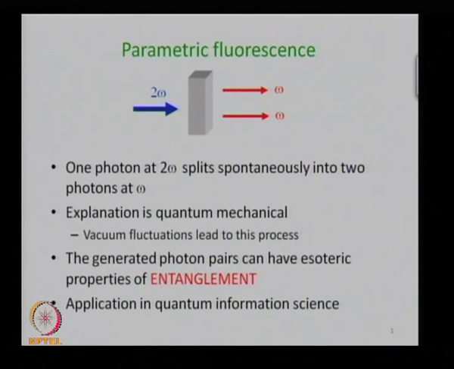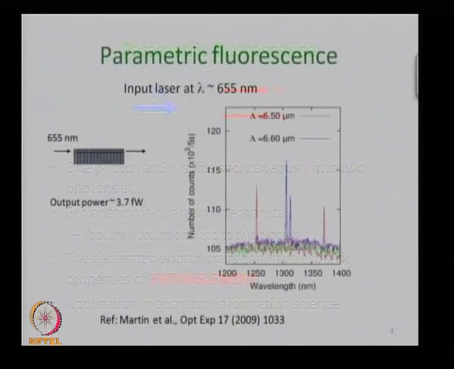Okay, so this is what is called parametric fluorescence. This is the degenerate parametric fluorescence where photons at 2 omega split into 2 photons at omega. These 2 photons which are coming out are actually generated from the same photon, 2 omega, and they can possess certain peculiar features, properties of entanglement. So there are correlations between these 2 photons which are beyond what classical physics predicts. And this process is very much used in quantum information science.